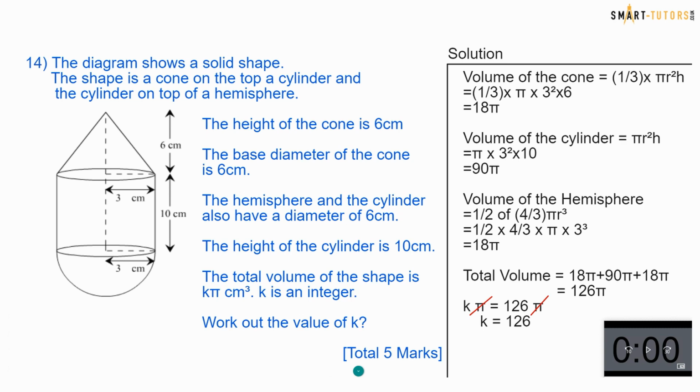Volume of the cylinder is pi r squared h. You must remember that one. Pi r squared is 3 squared, 9, times 10 is 90 pi.